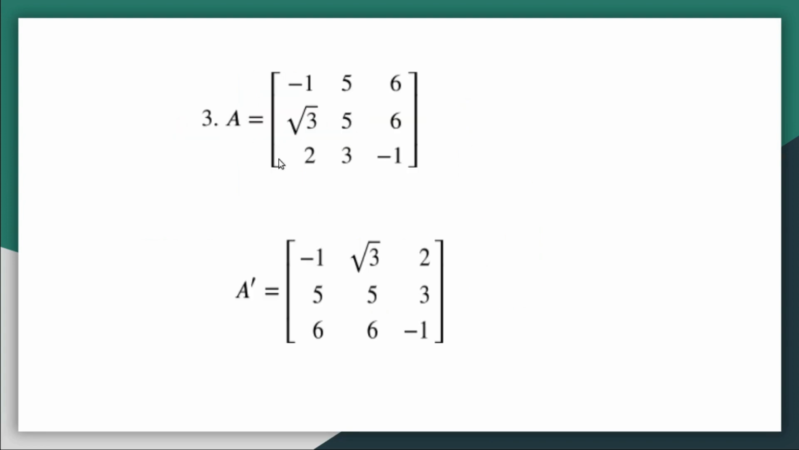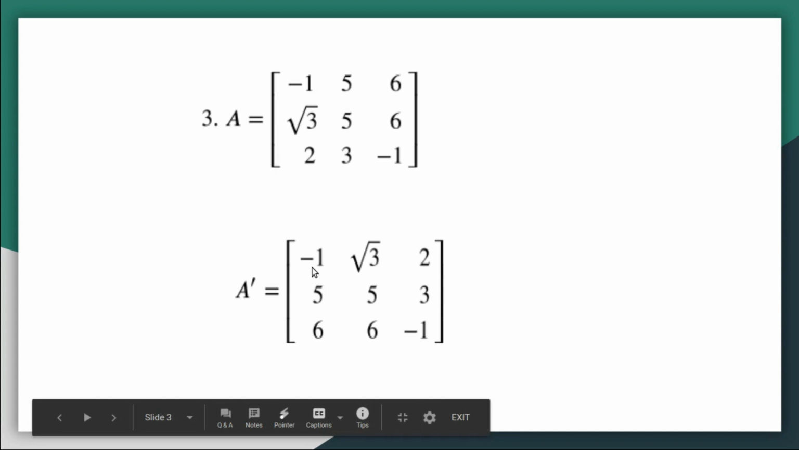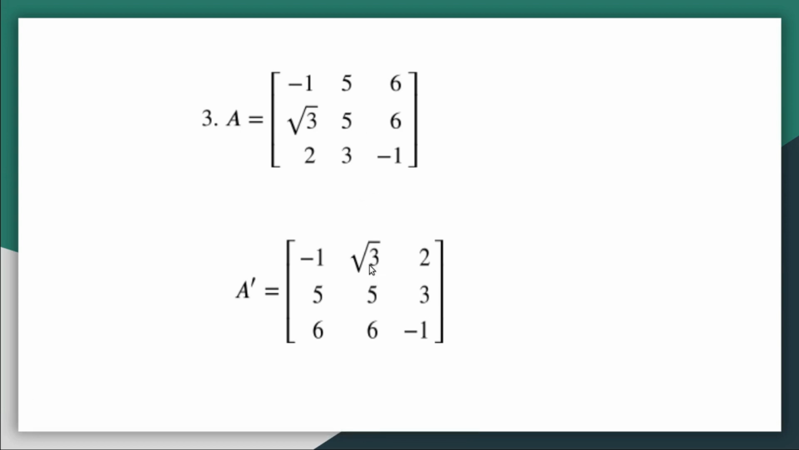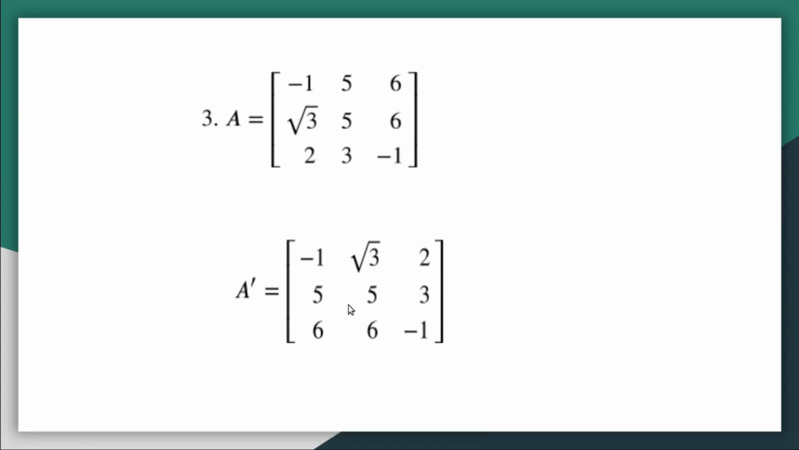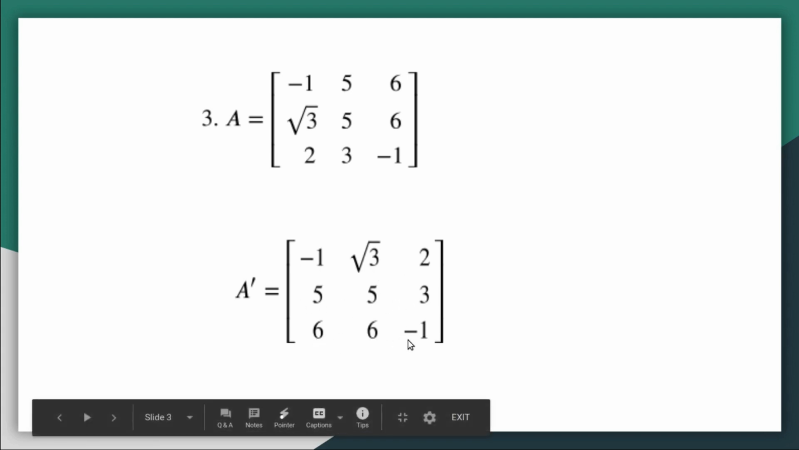Third one, A is a 3 by 3 matrix: minus 1, 5/6, root 3, 5/6, 2, 3, minus 1. Then A transpose: write the first row as the first column. So the first column is minus 1, 5/6. The second row becomes the second column. So the second column is root 3, 5/6. The third column is 2, 3, minus 1. So A transpose equals the matrix minus 1, root 3, 2, 5, 5, 3, 6, 6, minus 1.